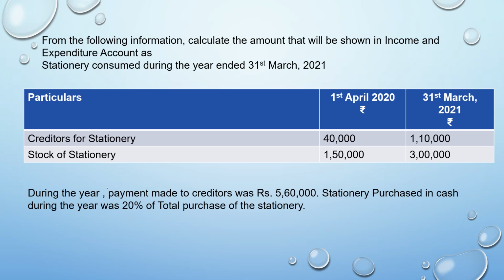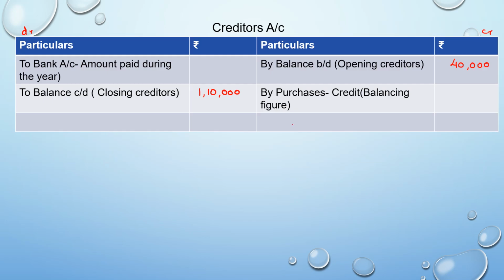Further, the information which is available is that during the year payment made to creditors was 5,60,000. So if you look at the journal entry, when payment is made to creditors, creditors account debit to bank. So creditors account debit to bank, we get it here. So we write that amount of 5,60,000 here. With that, there is no other information. We just have the value of opening and closing stock, which we will use in the formula to find out the cost of material consumed.